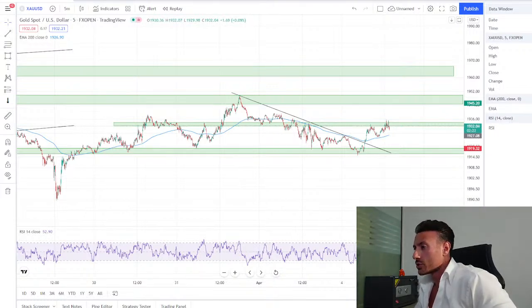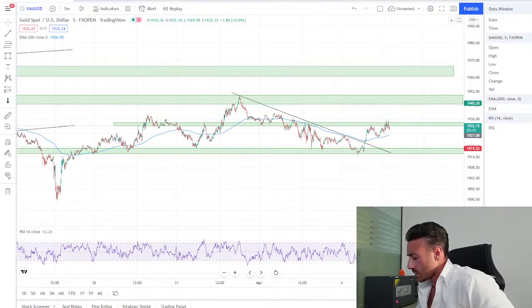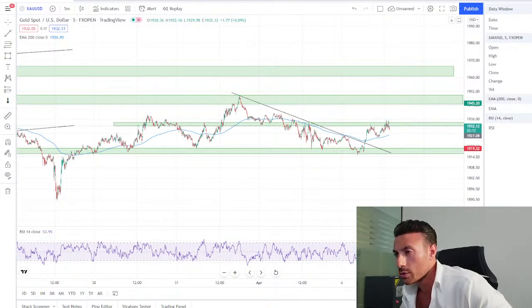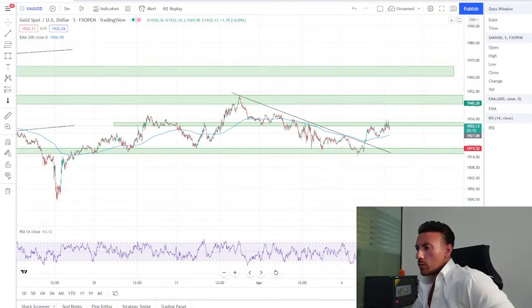If you have any questions, please leave it in the comment section below. So we are trading XAUUSD. In the next 3 minutes, we will see the market open, and we can see more volume and more movement in the price.